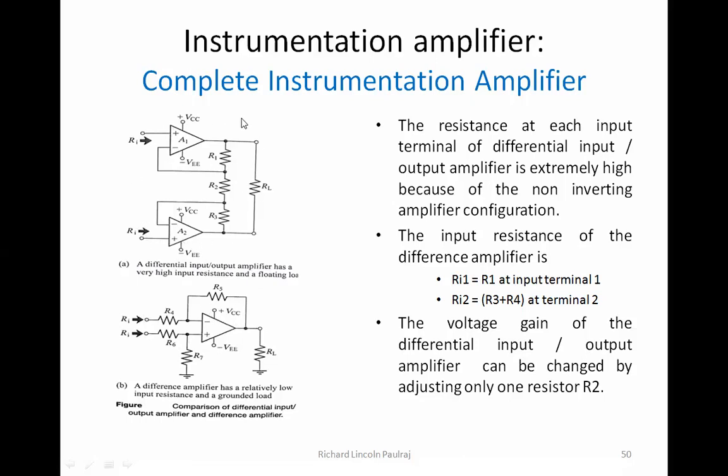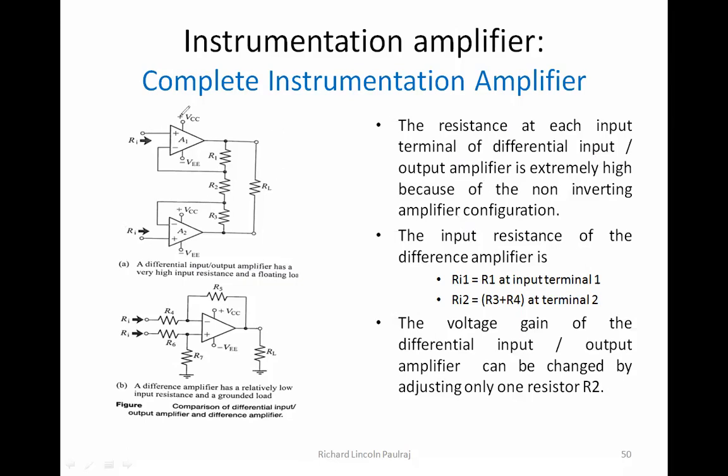The major thing that we are trying to do here is I'm going to take this part and connect them together and make it a complete instrumentation amplifier. So we are reaping the benefits of both the differential input output amplifier and the difference amplifier. So let us look at it. The resistance at each input terminal of the differential input output amplifier is extremely high. So you can understand here the input resistance across the differential input output amplifier.